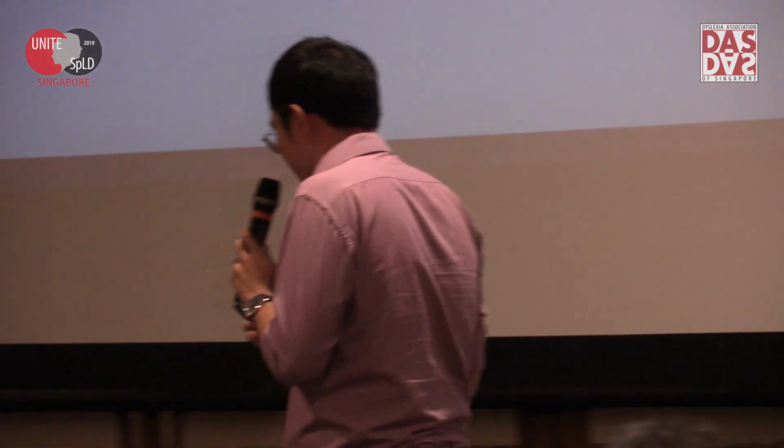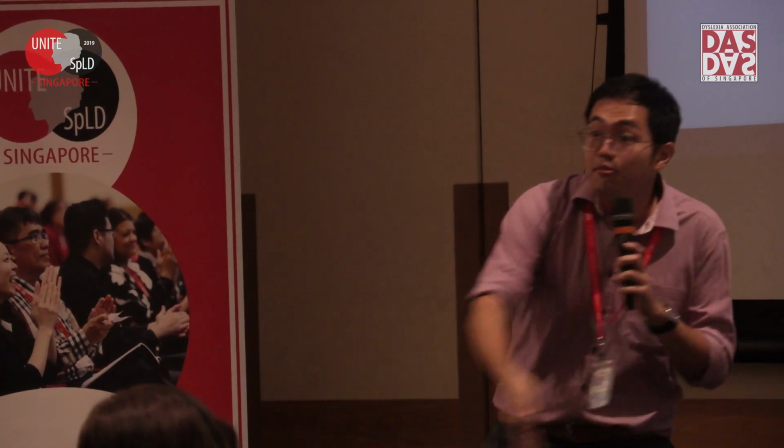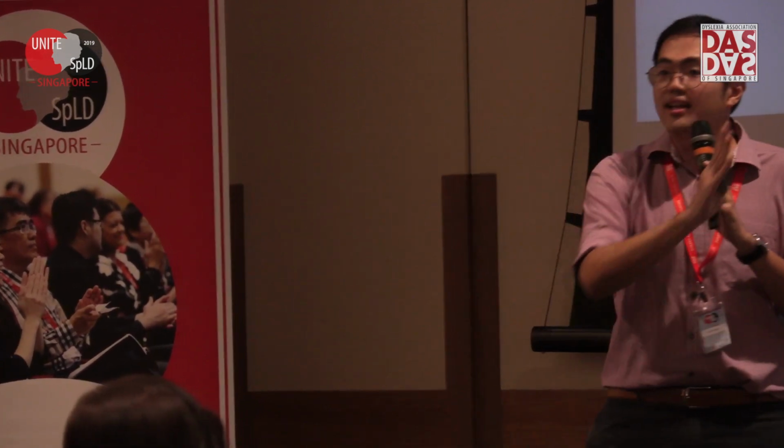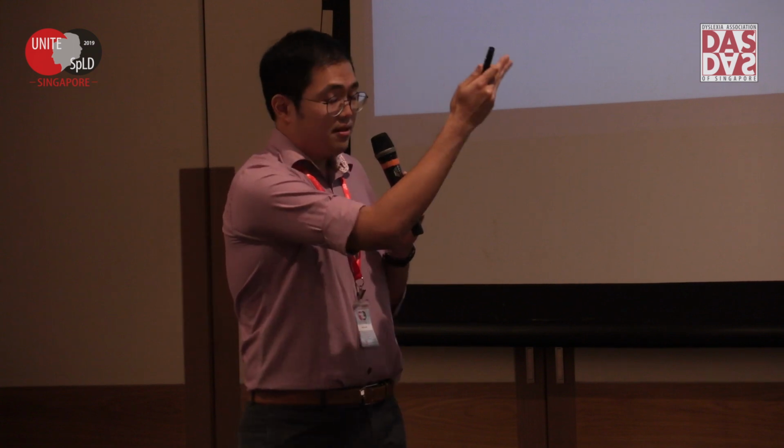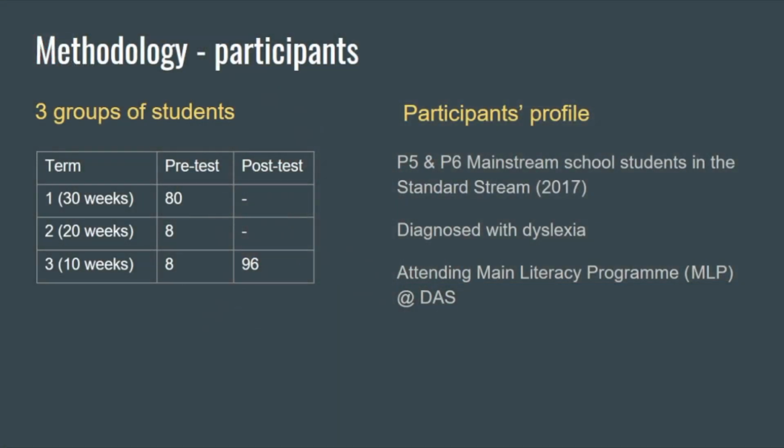What it means is there are 3 groups of students. The first group would have received 30 weeks of intervention, the second group 20 weeks, and the third group 10 weeks, right? Okay, so who are these students? They are from the Primary 5 and 6 level. They are diagnosed with dyslexia, and they concurrently attend our main literacy program. The main literacy program runs for 2 hours a week, and on top of that, an additional hour, they attend the English Exam Skills program.